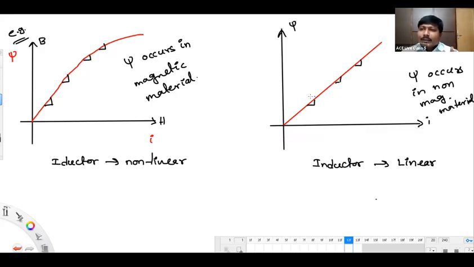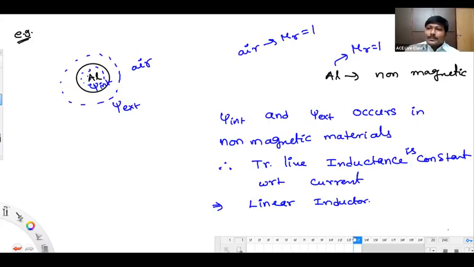Okay. After that, what we have to know is whether our transmission line inductance is linear or non-linear. In which category it will fall, that we have to know. To know that, we have to know in what material we are getting the flux linkage. Is it magnetic or non-magnetic? So coming back to the transmission line wire, we have an aluminum conductor, which is non-magnetic. We have some internal linkages occurring in the aluminum material. So psi internal will be a linear variation.